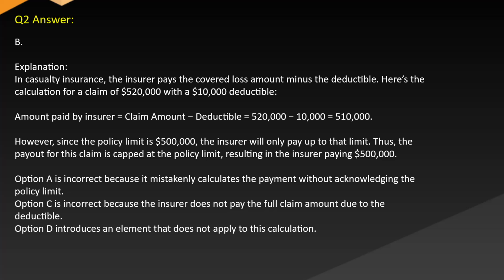Option A is incorrect because it mistakenly calculates the payment without acknowledging the policy limit. Option C is incorrect because the insurer does not pay the full claim amount due to the deductible. Option D introduces an element that does not apply to this calculation.